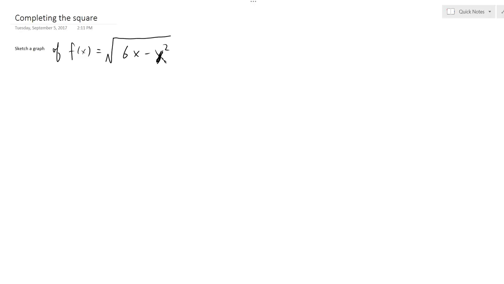Okay, so what do we do? Here is the technique of completing the square. 6x minus x squared. Usually we make the coefficient in front of x squared positive. So this is going to be equal to negative x squared minus 6x. Okay, so now let's look at what x squared minus 6x is.